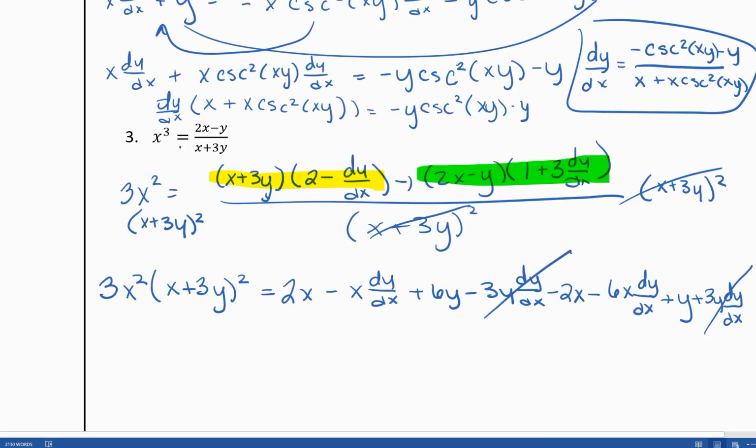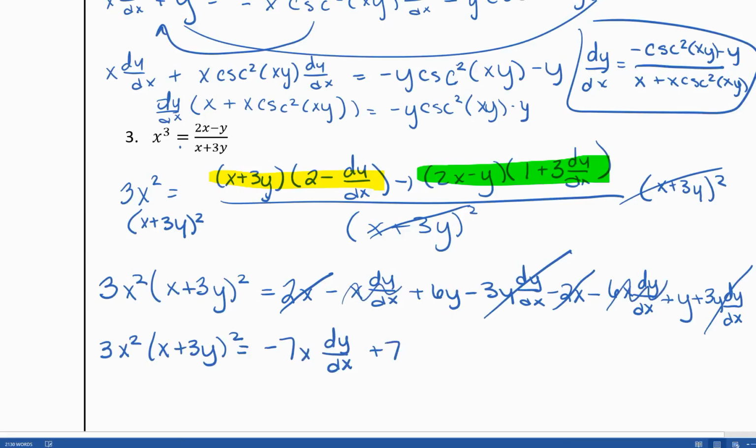And let's see what else we can simplify. So we're going to leave this side alone. And on the right hand side, well, we have a 2x here and a minus 2x, so those actually cancel out. So here we have a negative x dy/dx and a minus 6x dy/dx, so we can make that a minus 7x dy/dx. And then we have a 6y plus y, so we get plus 7y.